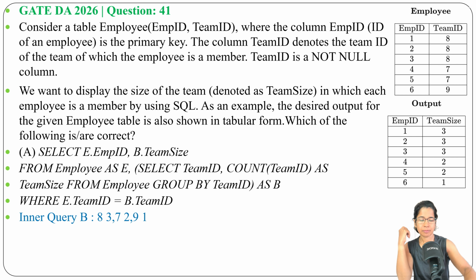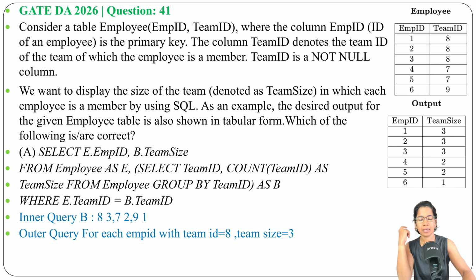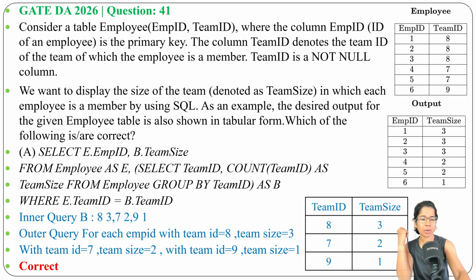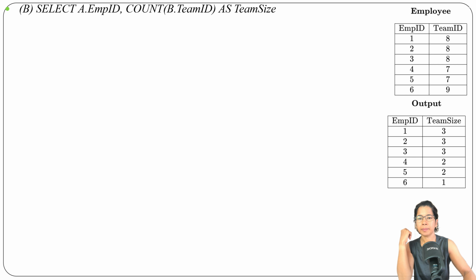Inner query will give us output as 8, 3, 7, 2, 9, 1 as team ID and team size. And in the outer query, for each employee with team ID 8, team size will be 3. With team ID 7, team size will be 2. Team ID 9, team size will be 1. So this is correct. This will be our inner query output. This is our B.